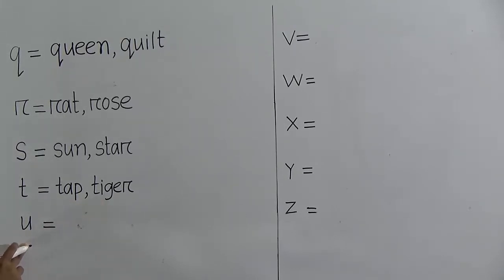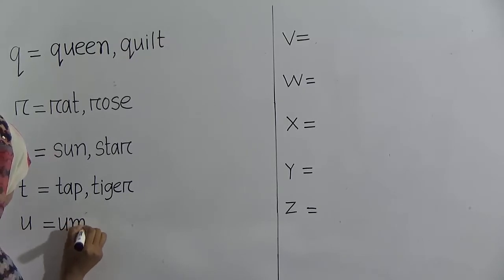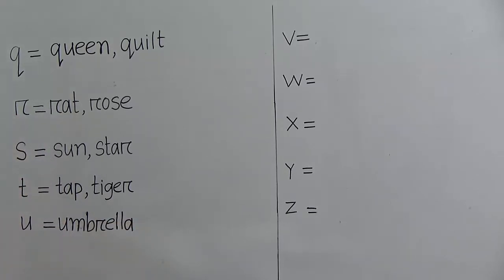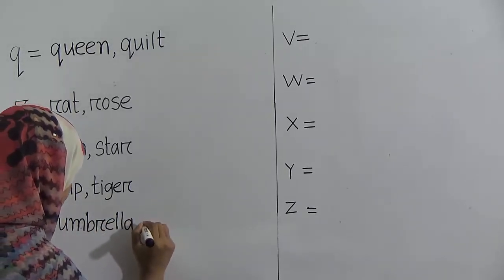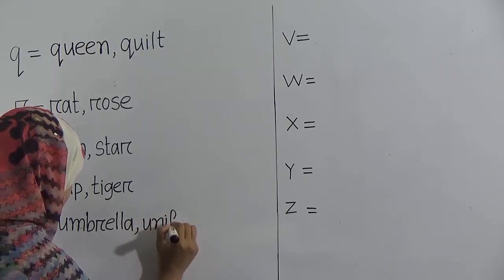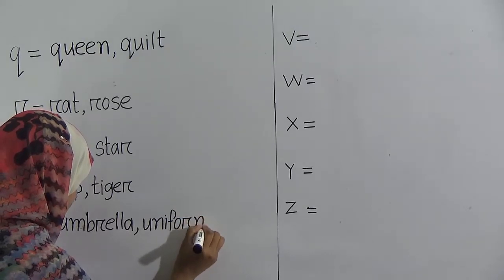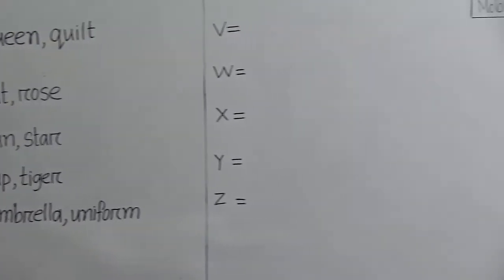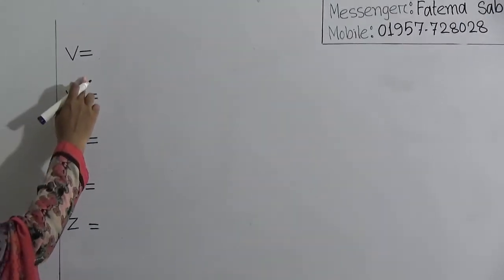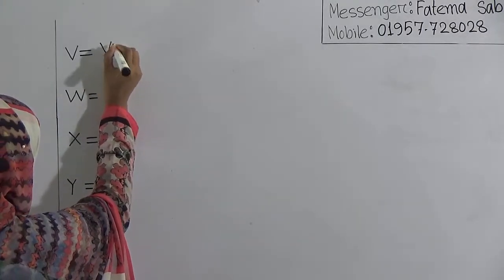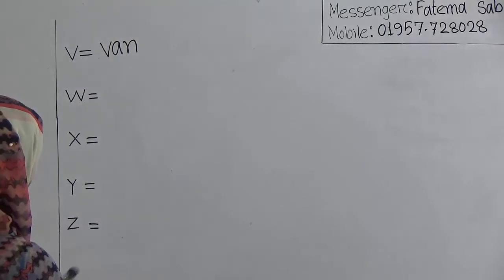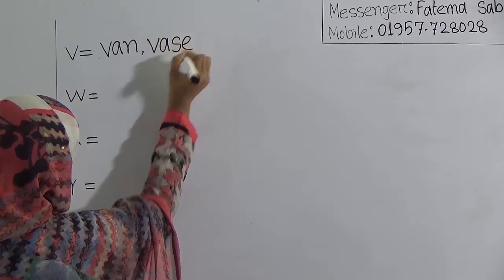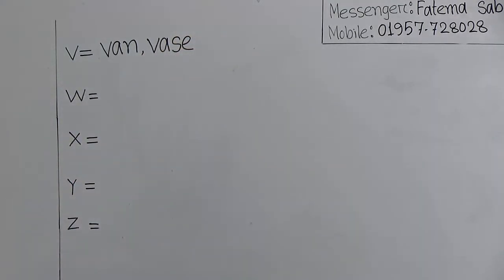Now U. U for umbrella. U M B R E double L A. Umbrella. And another word is uniform. U N I F O R M. Uniform. U for umbrella, U for uniform. Now we'll write with the letter V. V for van. V A N. Van. And other word is vase. V A S E. Vase. V for van, V for vase.